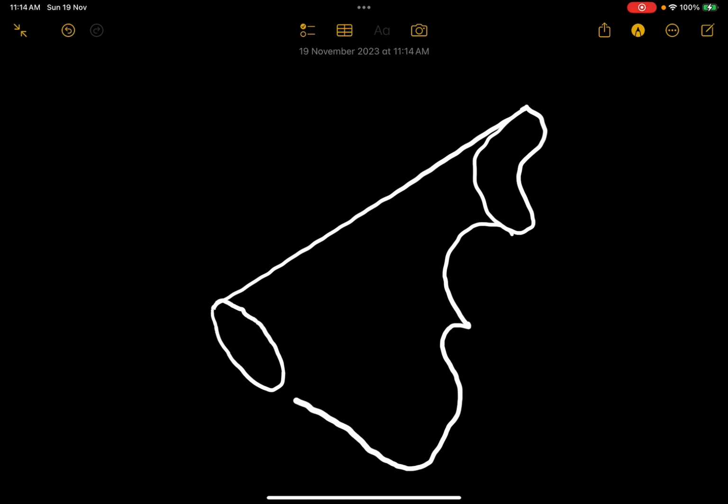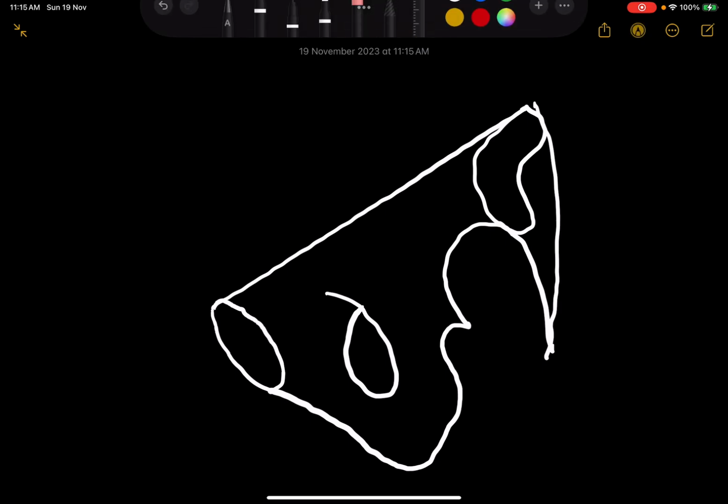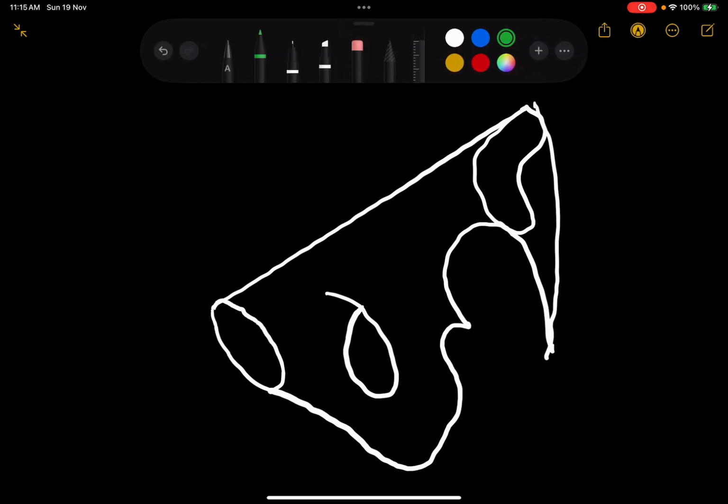and the ischiopubic ramus. We make the obturator foramen. Here we make the sacrum, and here we make the sacrotuberous ligament and the sacrospinous ligament.